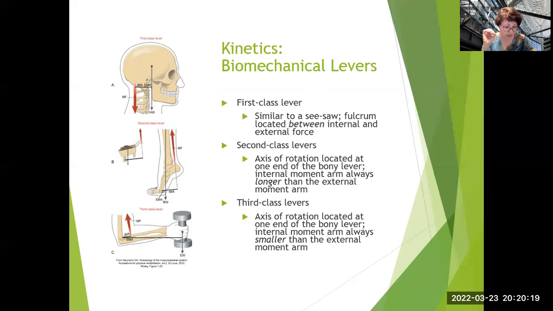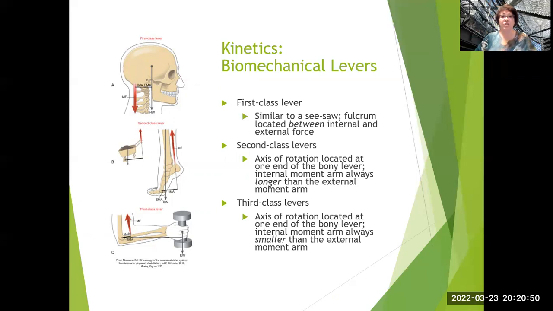So internal and external forces are converted into internal and external torques, which ultimately cause movement or rotation of the joints. So the relationship of the internal and external force to the axis is how we classify the individual levers. There are three classes of levers: first class, second class, and third class, and they all have function in our body.